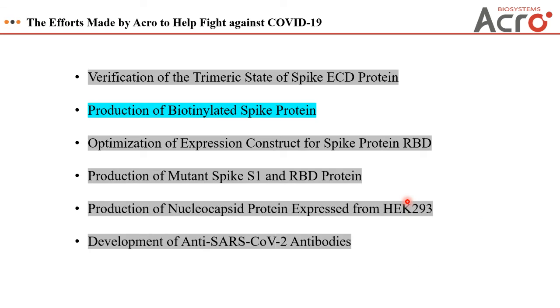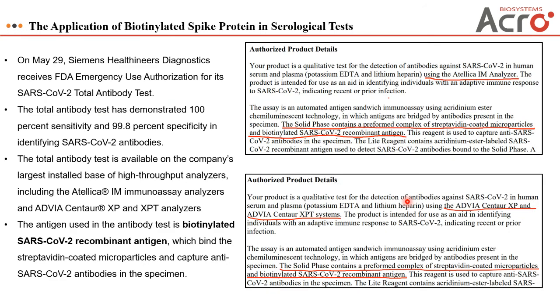Now, I will introduce the production of biotinylated spike protein by ACROBiosystems. In addition to unconjugated antigen product used in serological test kits, the biotinylated SARS-CoV-2 recombinant antigen is also employed in commercial chemiluminescent immunoassay products. For example, on May the 29th, Siemens Healthineers Diagnostics received FDA emergency use authorization for its SARS-CoV-2 total antibody test. The total antibody test has demonstrated 100% sensitivity and 99.8% specificity in identifying SARS-CoV-2 antibodies.